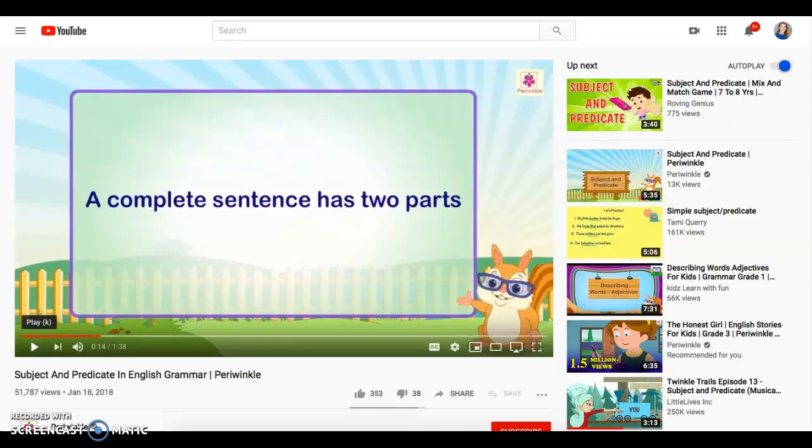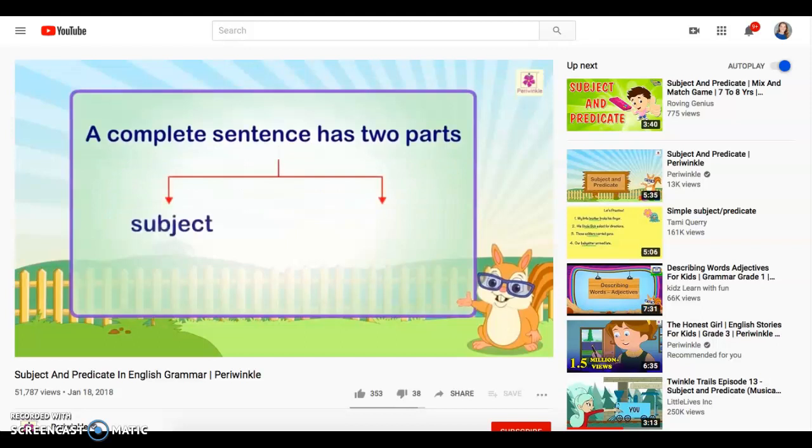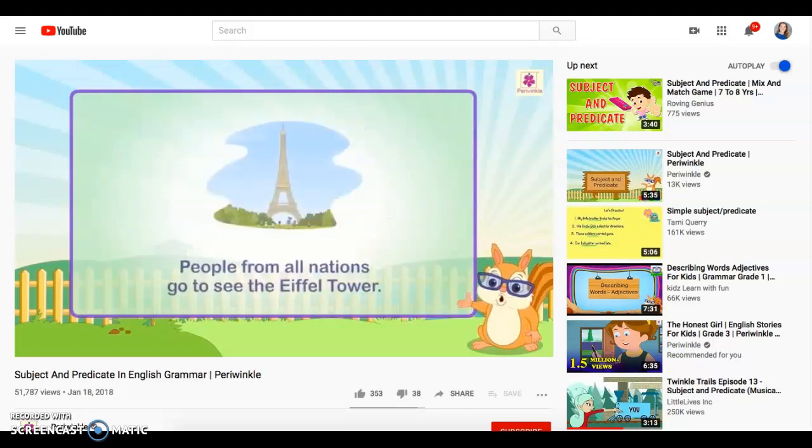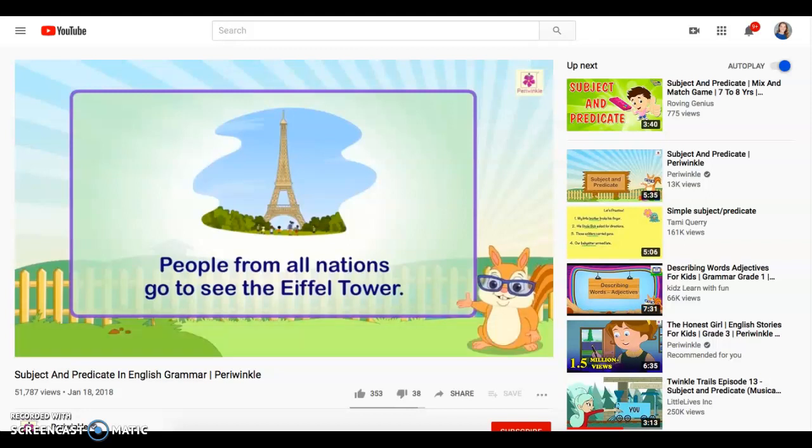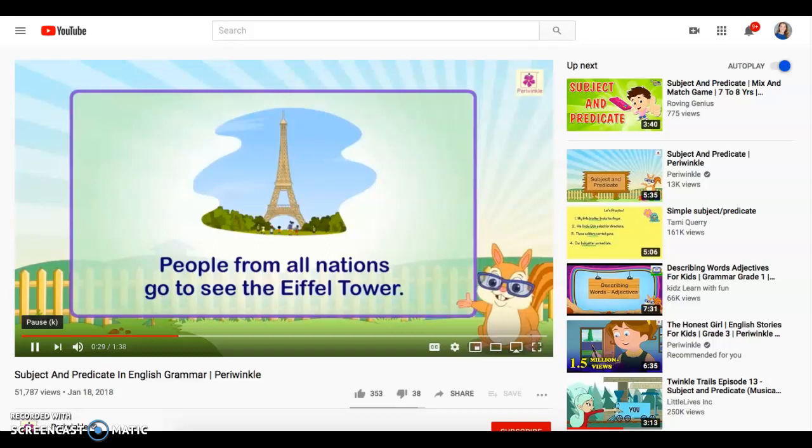All right, boys and girls, so we know that a complete sentence has two parts. One part is the subject and the other part is the predicate. If we look at the sentence, people from all nations go to see the Eiffel Tower, who can tell me what the subject is? Perfect. People from all nations is the subject because it's telling us who the sentence is about.